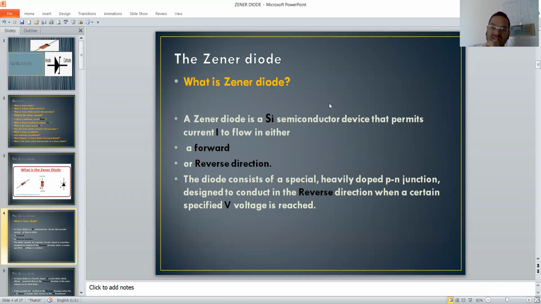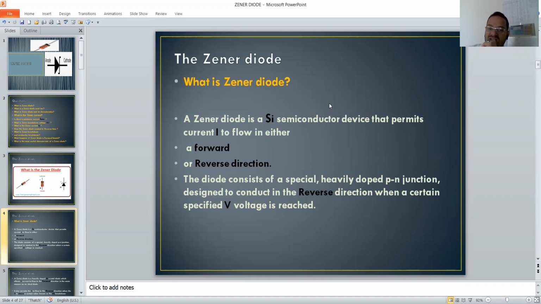What is the Zener diode? The Zener diode is a silicon semiconductor, like we explained and illustrated together in the previous lectures: p-n junction, the depletion region, majority current, minority current, and so on. But here we will be dealing with some differences. It is a silicon semiconductor device that permits the current to flow inside it. We can use it in two directions, forward or reverse direction.